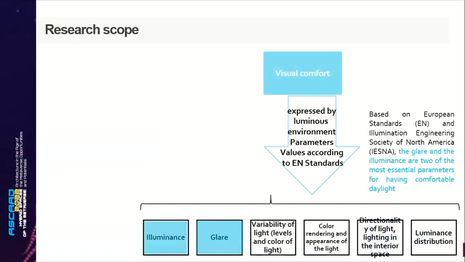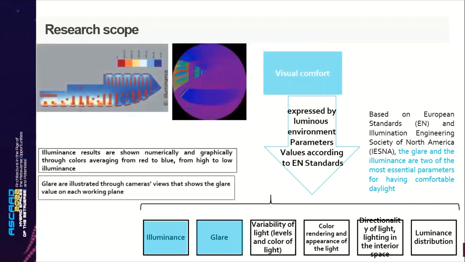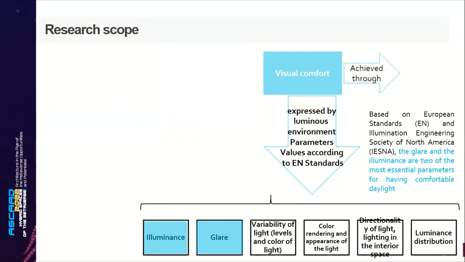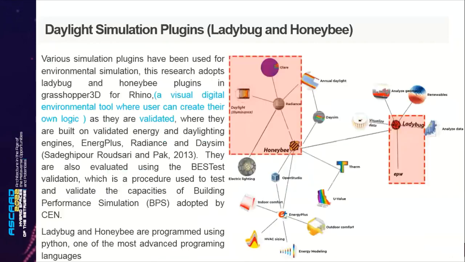The selected parameters here are illuminance and glare, which are based on European standards EN, are two of the most important parameters. Here is an example of the illuminance, which has colors that range from red to blue, from high to low illuminance, and here is an example of a glare illustrated as a camera view. The visual comfort here is achieved through kinetic scans and applied to educational spaces, especially university library.